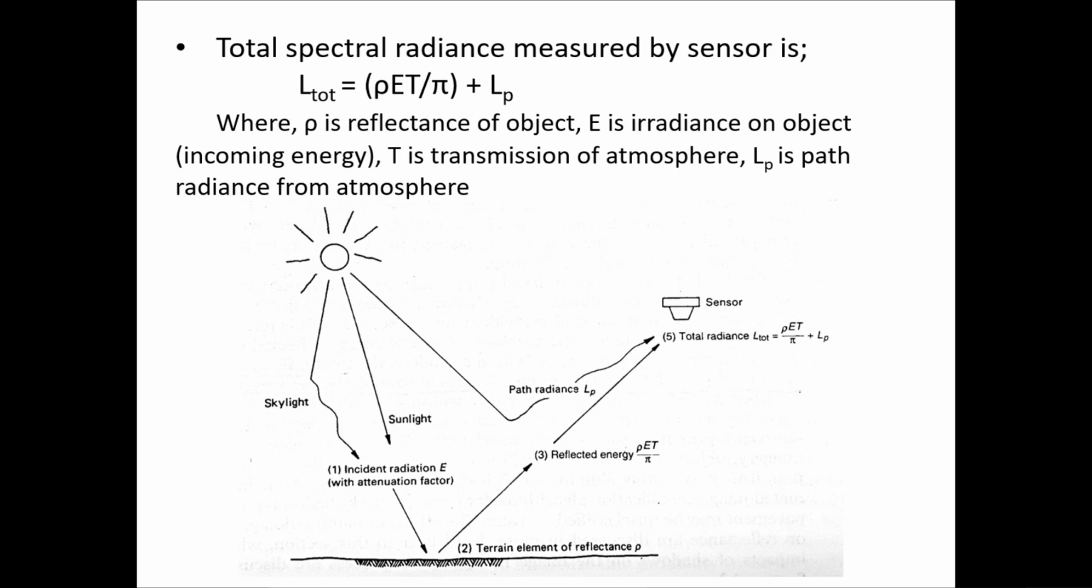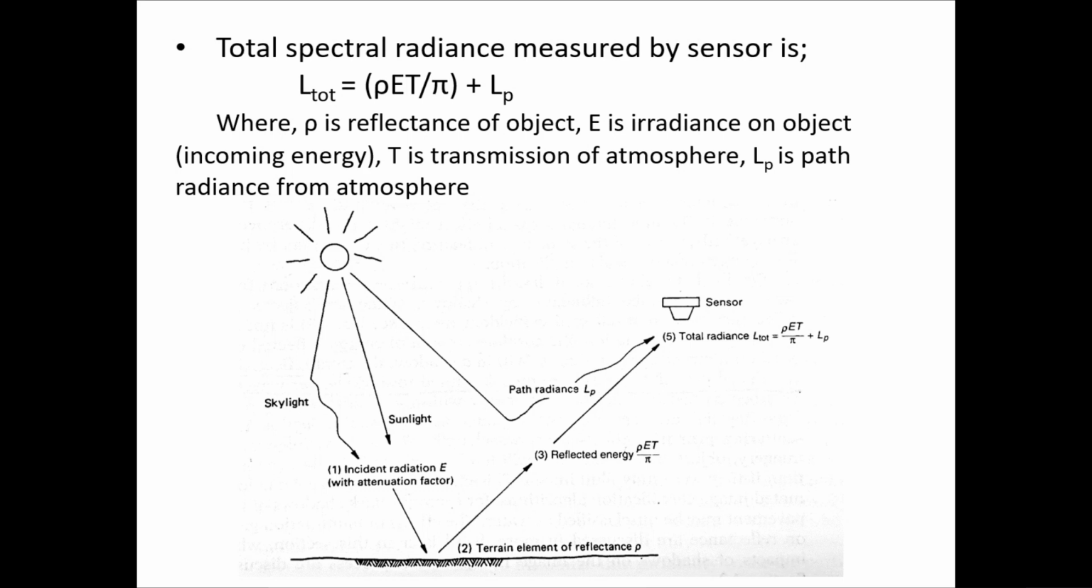You can see LP. From the source, there will be some interactions in the atmosphere which can scatter that energy, and that scattered energy can also be observed by this sensor, right? So the total radiance observed by the sensor, L tot, will be equal to rho Et by pi, which is a function of the reflected energy, plus some path radiance as well.